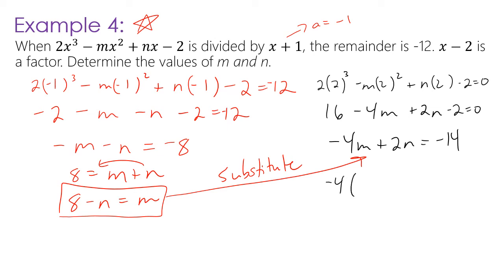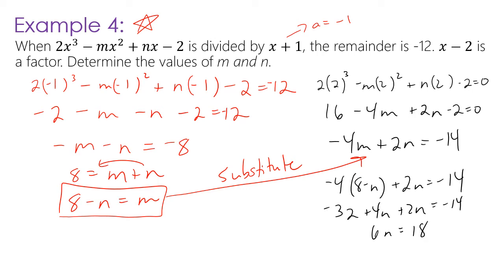So -4, and then m is going to get replaced with 8 minus n, plus 2n equals -14. And again, this is just substitution, hopefully shouldn't be mind-blowing stuff. -32 plus 4n plus 2n equals -14. 6n equals, I'm going to skip a step here, bring over the -32 becomes +32, which minus 14 is 18. Divide both sides by 6. n equals 3.